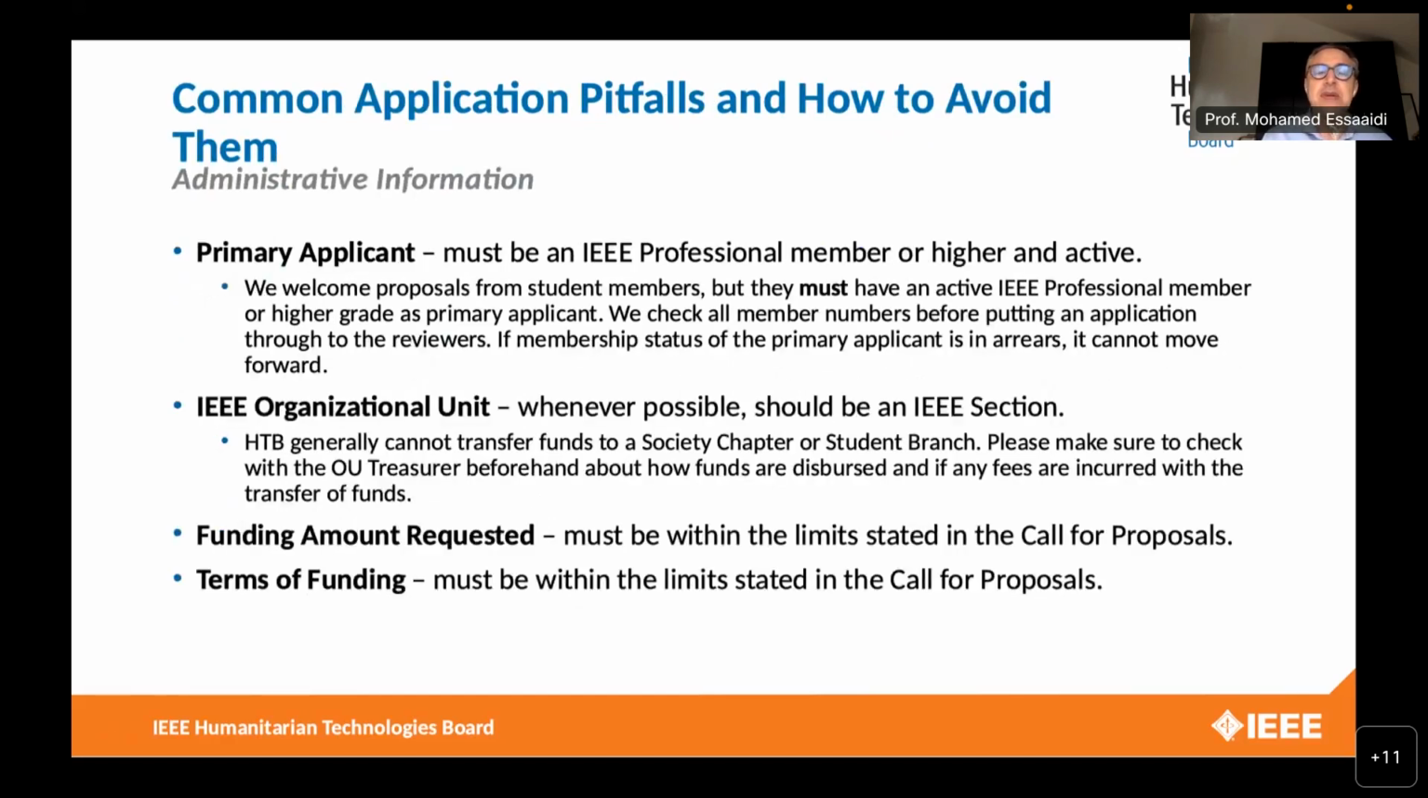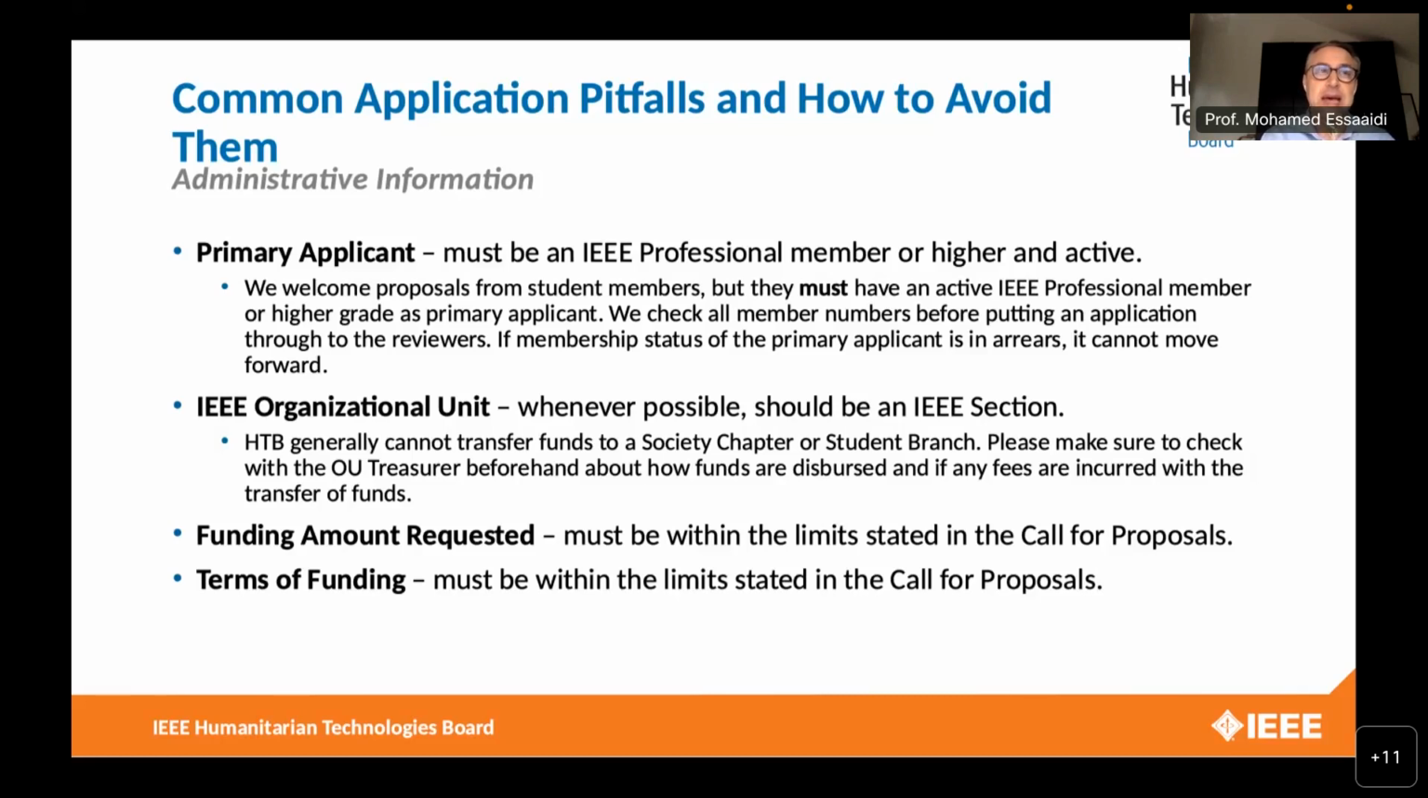What are the common application pitfalls and how to avoid them? So we have some administrative information here. The first thing is a primary applicant who must be an IEEE professional member or higher and active. So we welcome proposals from student members, but they must have an active IEEE professional member or higher grade as a primary applicant. We check all member numbers before putting an application through to the reviewers. If the membership status of the primary applicant is in arrears, it cannot move forward. So arrears means that somebody did not renew his IEEE membership.